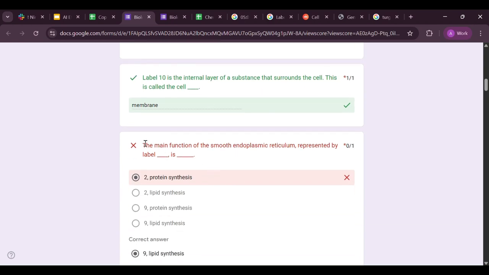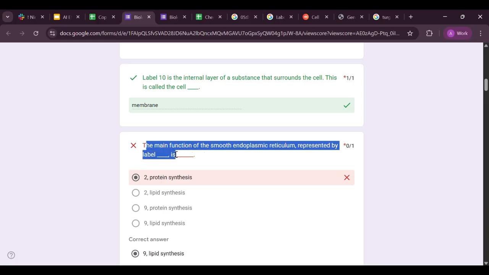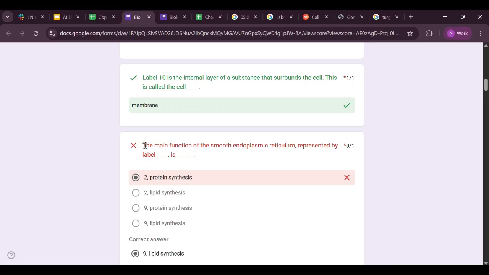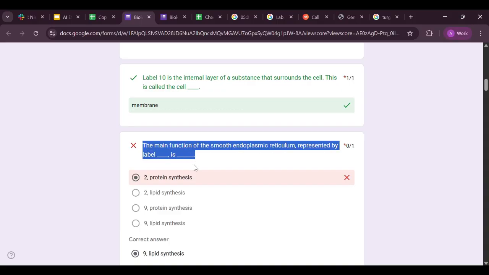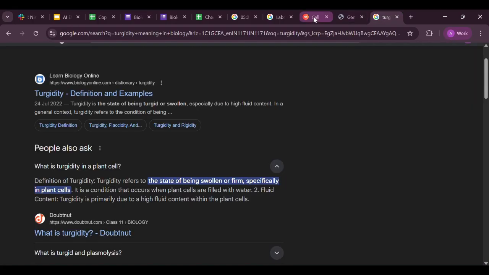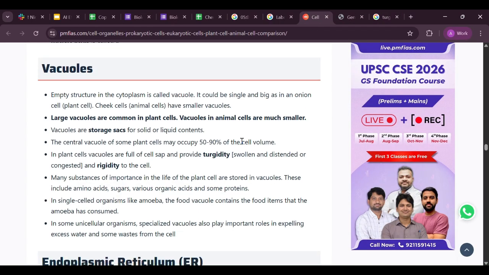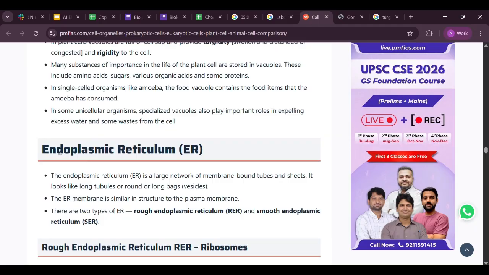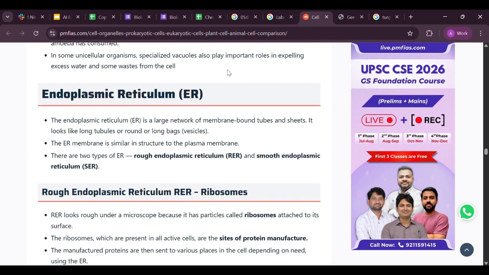So I have to look for the main function of the smooth endoplasmic reticulum, by label, and what its role is. So I'm going again to this one. Okay, here it is written endoplasmic reticulum. We are going to look into this only. Okay, here it is categorized as well.